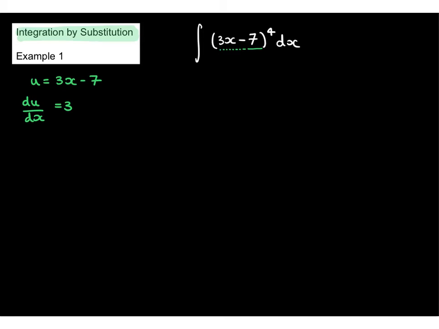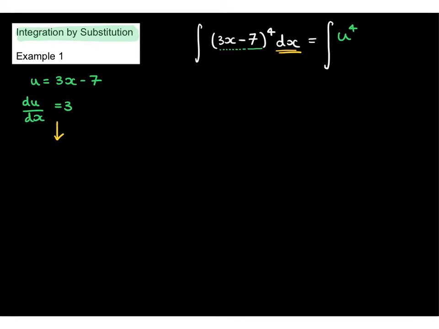So, revisiting my integral here, instead of 3x minus 7 to the power of 4, I'm going to write u to the power of 4. Now, I can't integrate u with respect to x. They're two different variables. So instead of dx, I need to have du. This is where I revisit this derivative here. du by dx is equal to 3.